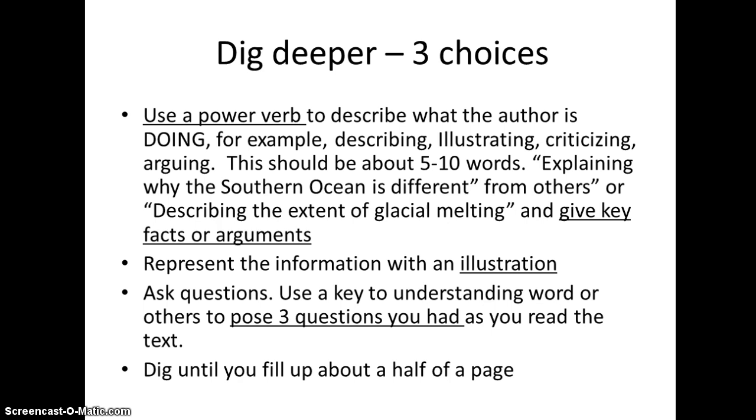The first choice is a little bit of a paragraph, kind of like a summary, where you use a power verb to tell what the author is doing. For example, is the author describing something, explaining something, arguing for something or against something? This should be a little phrase or sentence, about 5 to 10 words. The author is explaining why the Southern Ocean is different from others, or describing the extent of glacial melting. Okay? And then you go through and complete your paragraph by giving the facts or the arguments and the points that the author made. That's your first choice.